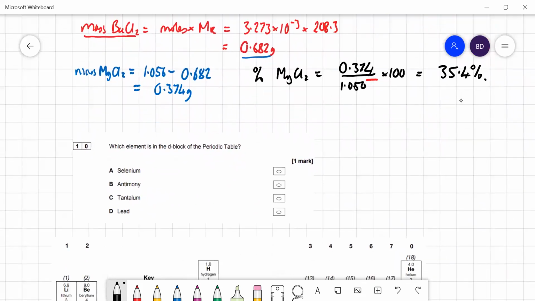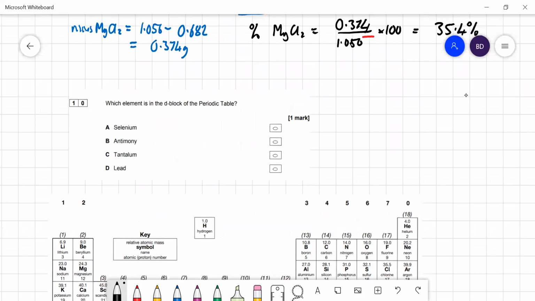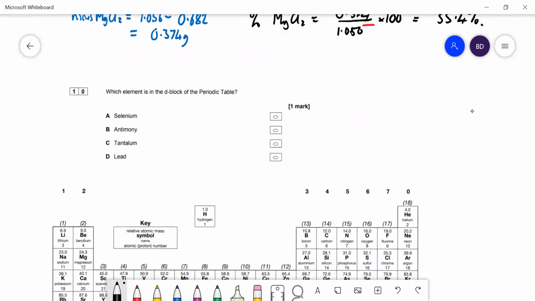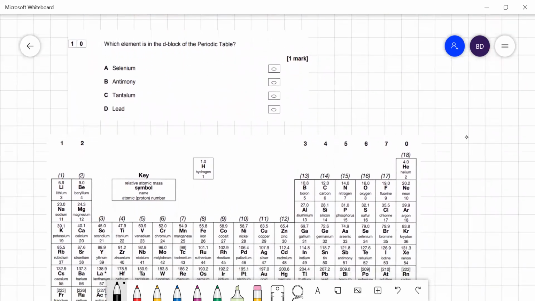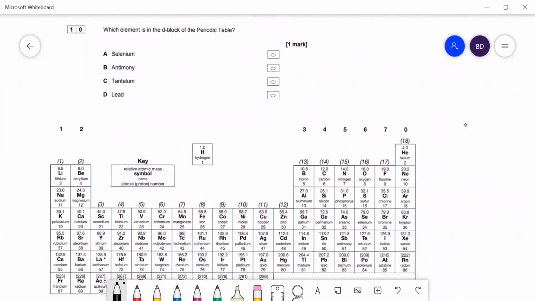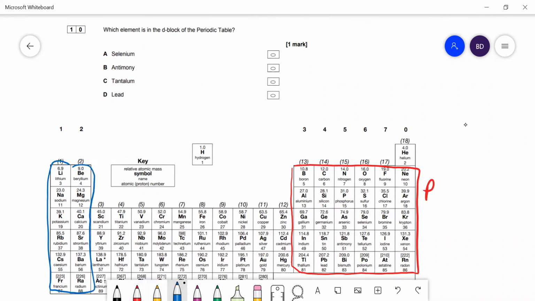Now we are on to the multiple choice questions. Which element is in the D block of the periodic table? They've given 4 elements there, 3 of which are pretty obscure, and lead is one you've probably heard of. Let's see where they are. Selenium: this is the P block. This is the S block. And here is the D block in green.